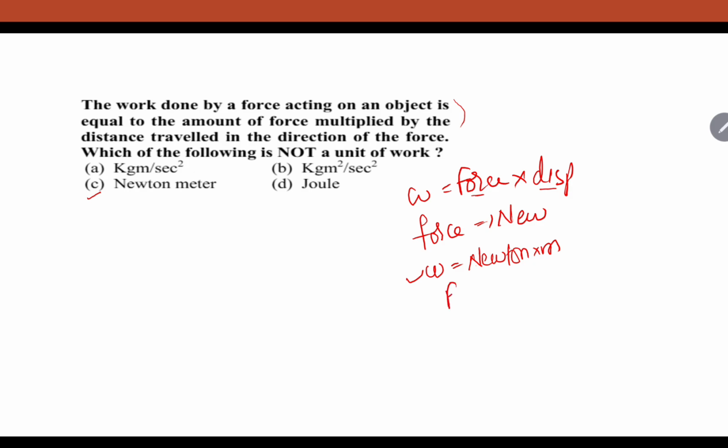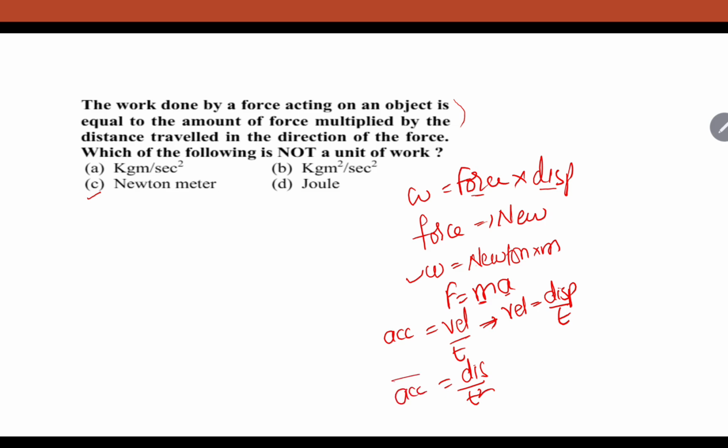For that, the formula for force is F equals M into A, M for mass and A for acceleration, and the formula for acceleration is velocity by time. Similarly, we can write the formula for velocity: velocity is equal to displacement by time. So here we can write the velocity in terms of displacement, so acceleration is displacement by time squared. So the overall unit for acceleration is meter per second square.